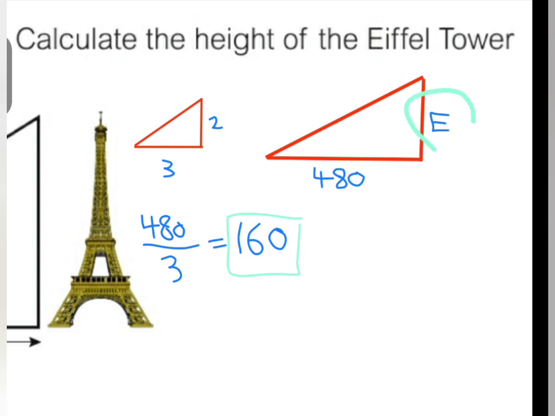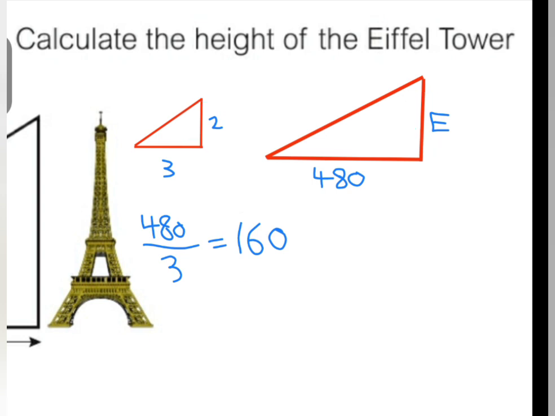Now, E is bigger than this side. And because we want to find the big side, we have to multiply by the scale factor. But if we're trying to find the small side, we have to divide by the scale factor. This is a fact you have to know. To find the big side, we multiply by the scale factor. And to find the small side, we divide by the scale factor. Now here, E is the big side.